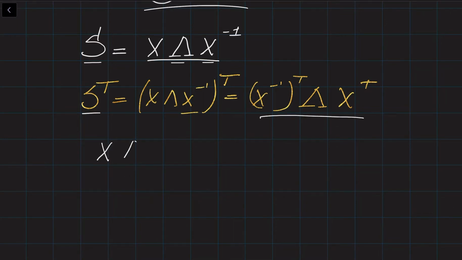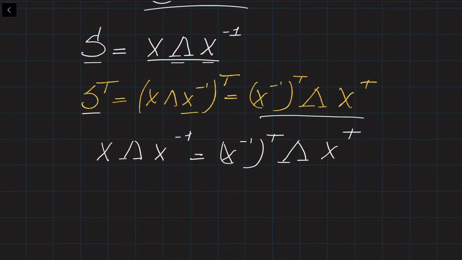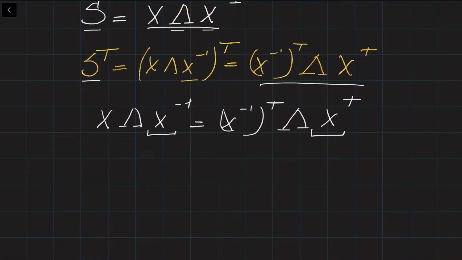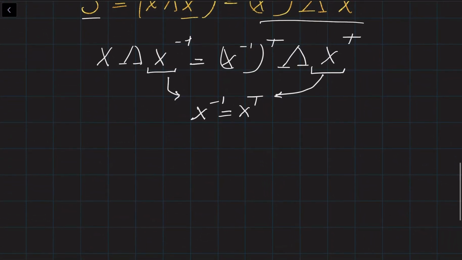So it's going to be x lambda x inverse is equal to the x inverse transpose lambda and x transpose, right? Okay, so it is kind of clear from these two equations that x inverse is going to be equal to the x transpose. So from here we can write that x inverse is equal to the x transpose, or essentially x transpose times the x is going to be equal to the identity, because the x transpose is the inverse of the x.